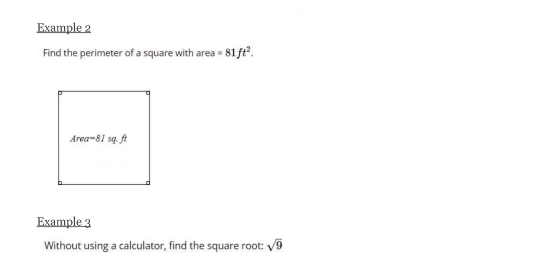All right, example 2. Find the perimeter of a square with an area of 81 feet squared. Okay, so 81 feet squared.